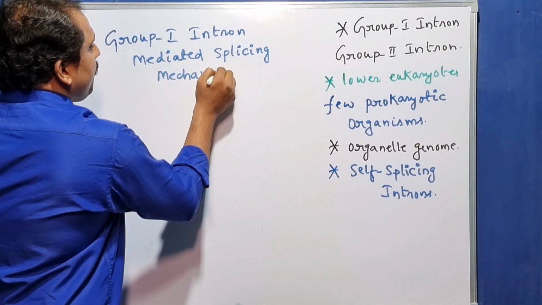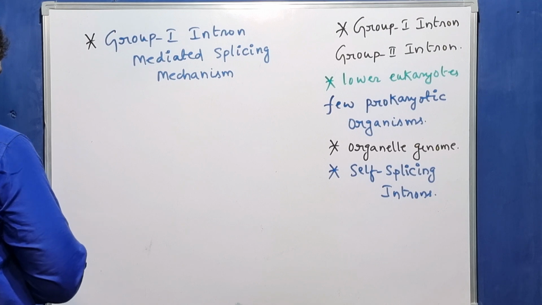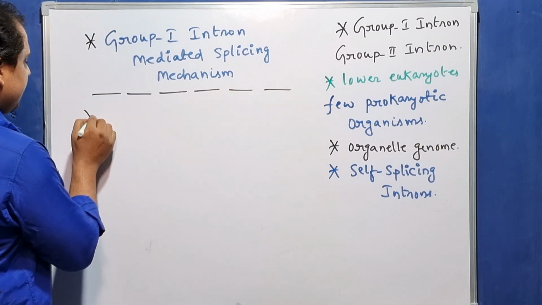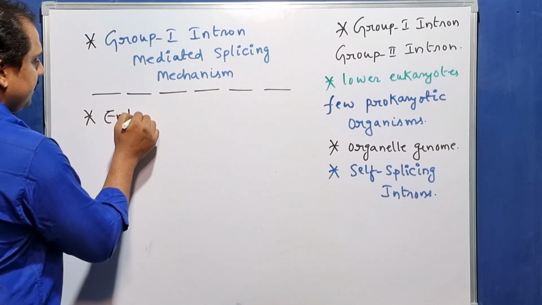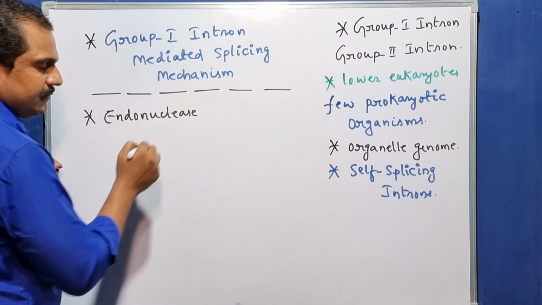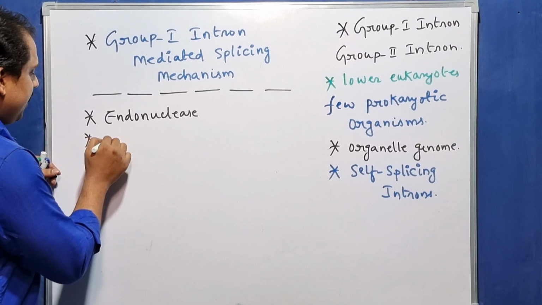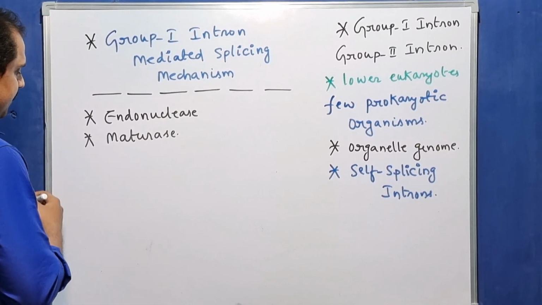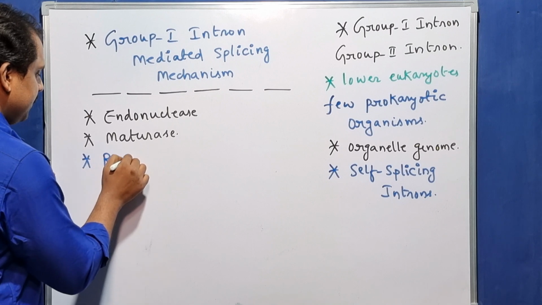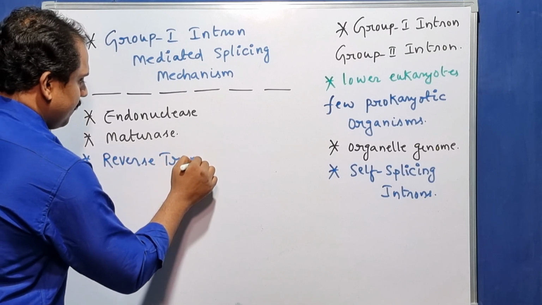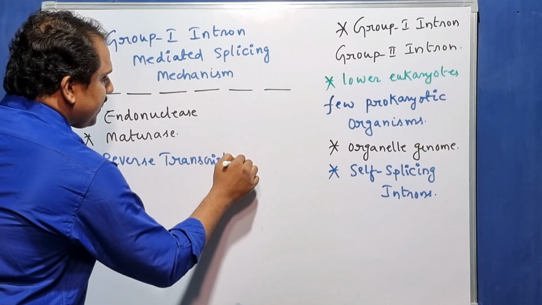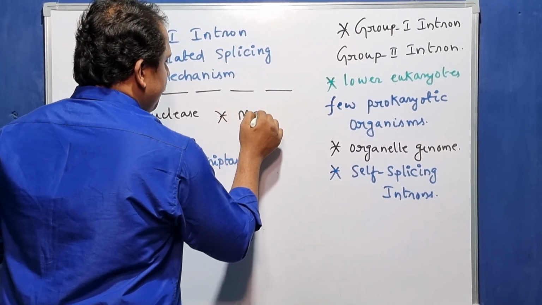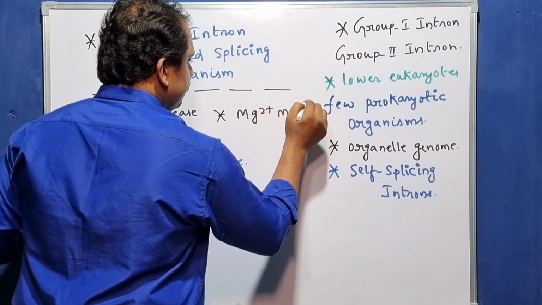Here the group 1 intron mediated splicing mechanism is accompanied by certain protein factors. So what are the protein factors here? Endonuclease, maturase, and reverse transcriptase. In addition to these factors, there are some other divalent cations like magnesium and manganese. Is it clear?